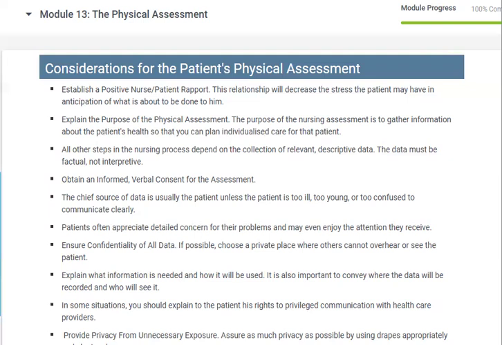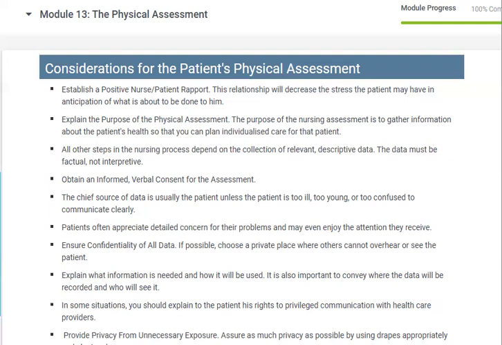Obtain an informed, verbal consent for the assessment. The chief source of data is usually the patient unless the patient is too ill, too young, or too confused to communicate clearly. Patients often appreciate detailed concern for their problems and may even enjoy the attention they receive. Ensure confidentiality of all data. If possible, choose a private place where others cannot overhear or see the patient.